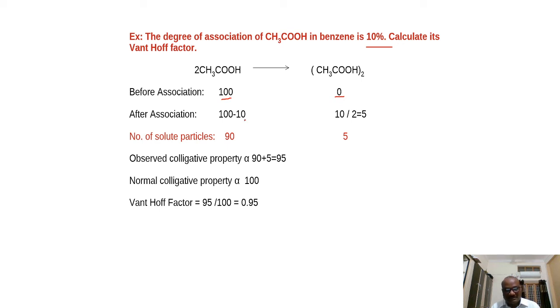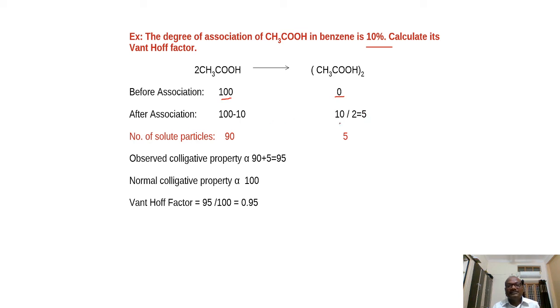So how is the association taking place? Two molecules are converting into one particle. In this case, the number of acetic acid molecules associated is 10 out of 100. These 10 molecules will convert into only 5 particles, because two molecules gather together to form a particle. That's why 10 will convert into 5. That's why we are writing 10 by 2 is equal to 5.